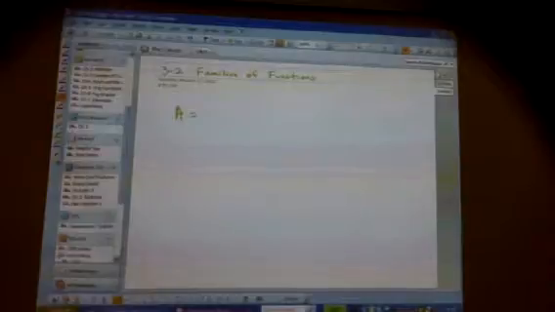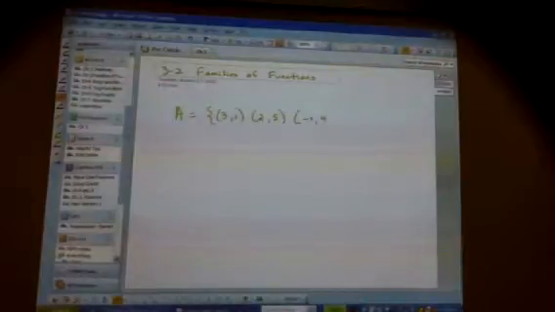If you take a group of ordered pairs, and I'm going to make this a very small group, and you look at the x coordinates in each ordered pair, and you can see that each x coordinate has only one y coordinate as its partner, then this is a function. Yeah, that's all it takes.